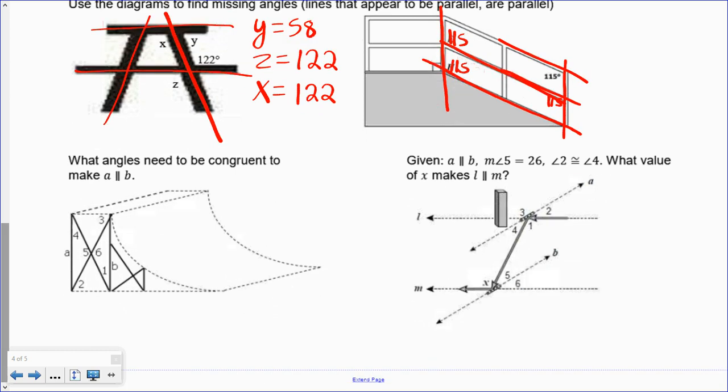Alright, this question right here, we have a ramp or something. It says, what angles need to be congruent to force A to be parallel to B? You have 1, 2, 3, 4, 5, and 6. What two angles need to be congruent to prove that those are going to be parallel? 1 and 4? Why? Yeah, it should be angle 1 and angle 4 because they are alternate interior.